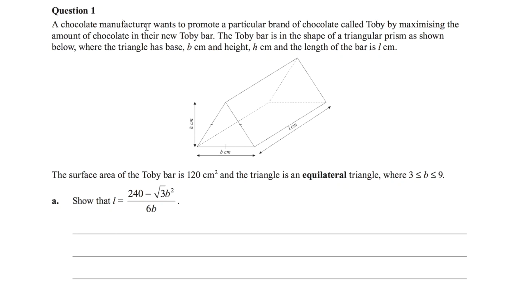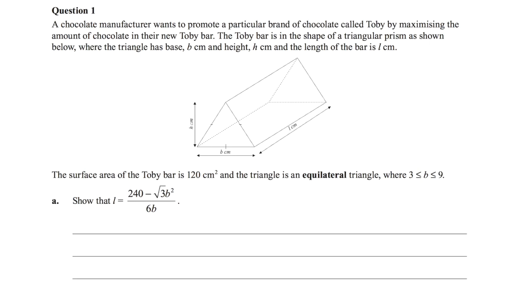So a chocolate manufacturer wants to promote a particular brand of chocolate called Toby by maximizing the amount of chocolate in their new Toby bar. The Toby bar is in the shape of a triangular prism as shown below, where the triangle has base B and height h centimeters, and the length of the bar is L centimeters. Okay, so the base B, the height h, and the length L.